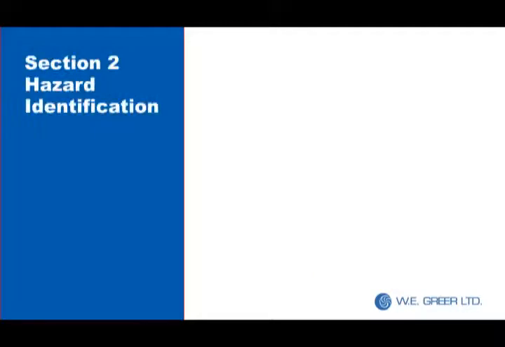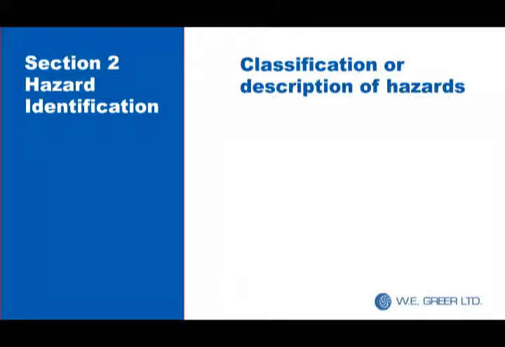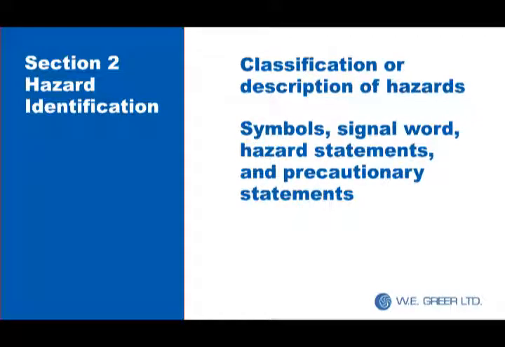Section 2, hazards identification, includes the classification or a description of the product's hazards. It also includes the GHS panel information found on the product label, including the symbols, the signal word, the hazard statement or statements, and the precautionary statement or statements.